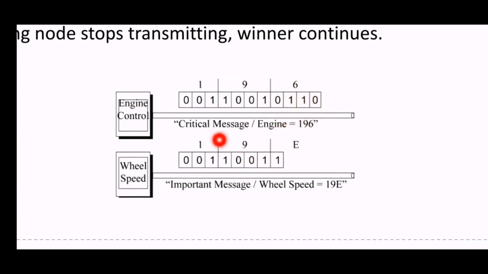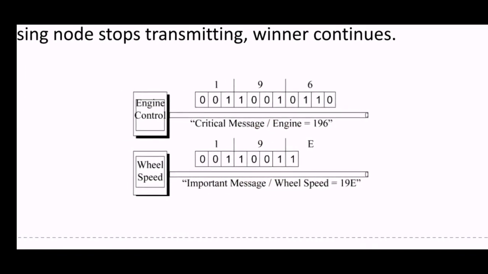So this 196 is a critical message, the engine control message, and this is also an important message, but not so critical as this. Hence once this message is completed, then the other will transmit, compared with its next message ID. So obviously this will win, because the importance of this message is coded as such. So this is how the arbitration process happens.